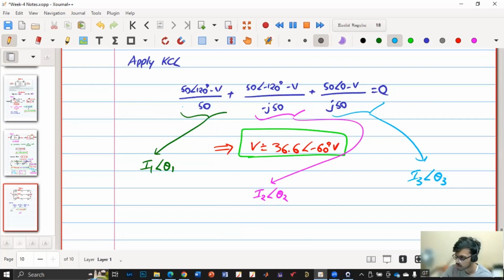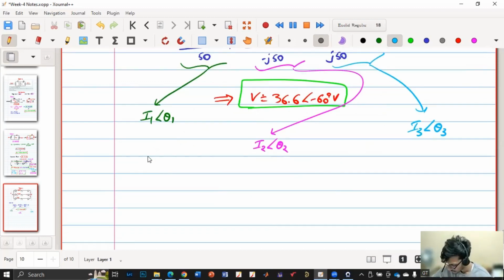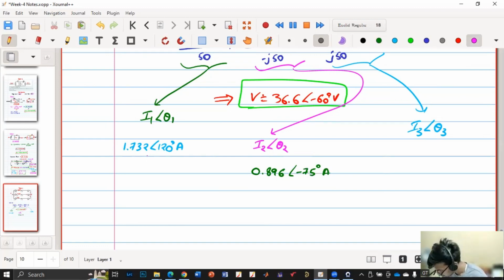Do you agree? Yes, sir. Okay. So I will just write the answer whatever I got, but you later check. So this will be 1.732 angle 120 degree ampere, and this one will be 0.896 angle 75 degree ampere, and this will be 0.896 angle minus 45 degree ampere.